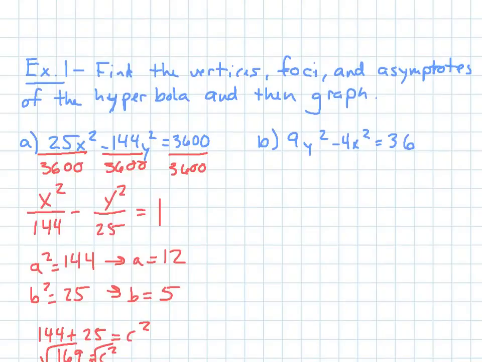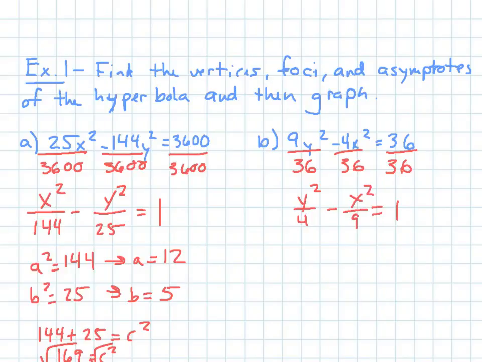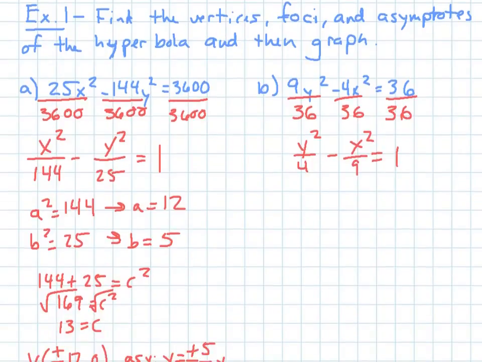So here, same thing, 36 is not the number 1, so I need to divide everything by 36. Okay, so then 9y squared over 36 becomes y squared over 4. And then negative 4x squared over 36 becomes x squared over 9. It gives me 1. And then from there, now I need to do the same thing. So a squared is 4 in this case, so that means it's 2 for a. And then b squared is 9, so that means b is 3.